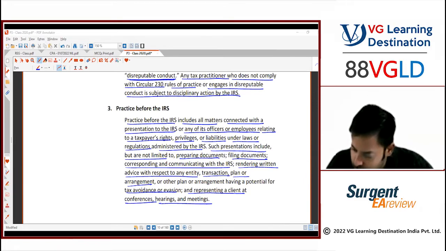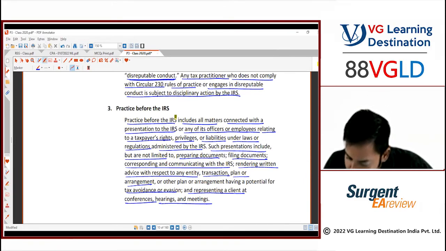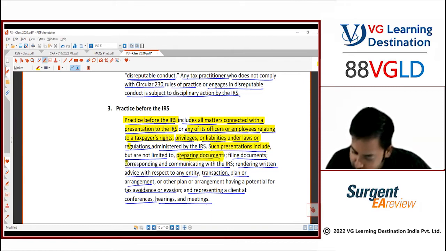Let me just go through it one more time. Practice before the IRS includes all the matters connected with the presentation to the IRS, any officers related to the taxpayer's rights and privileges under the law. Such presentation includes preparing documents, filing documents, corresponding and communicating with the IRS, rendering written advice with respect to the entity, and representing a client in conferences.